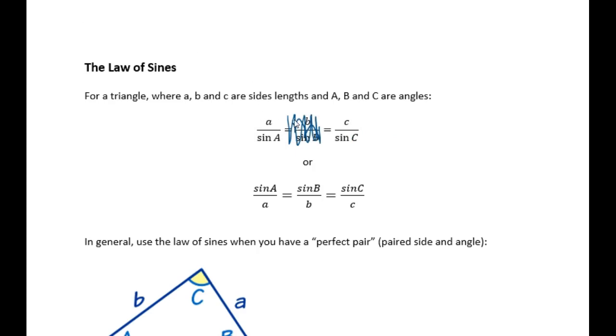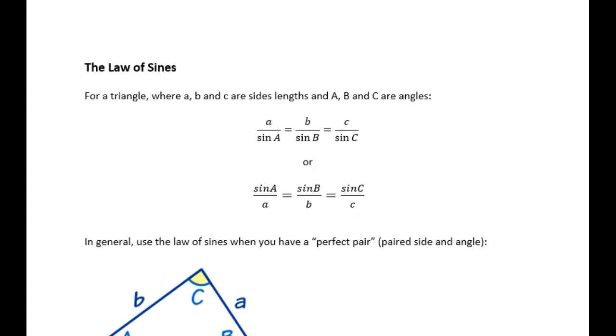And it doesn't really matter which way you set up your fractions. You can flip those if you want to, and you can look at the sine of your angles over the sides. So you're pairing them together. So whether it's sine of A over a or a over sine of A, it doesn't really matter as long as you're consistent with your formula when you're actually plugging in your numbers.